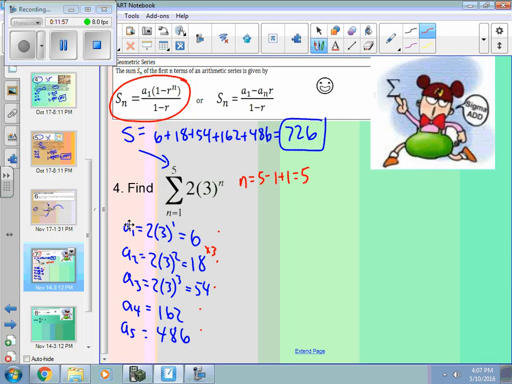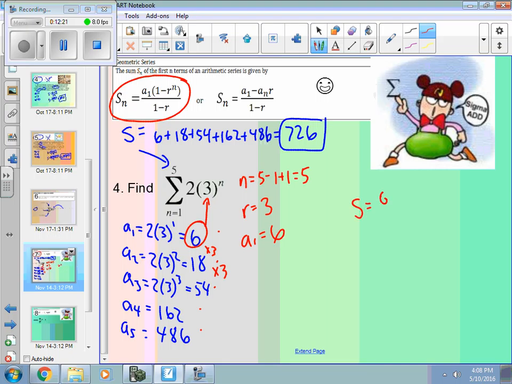The common ratio, what it's increasing by, is 3. It's timesing by 3. That's this number here. So R would be 3. And then the first term you'd have to plug in and calculate is 6. So now put those into this summation equation. We should get the same thing.